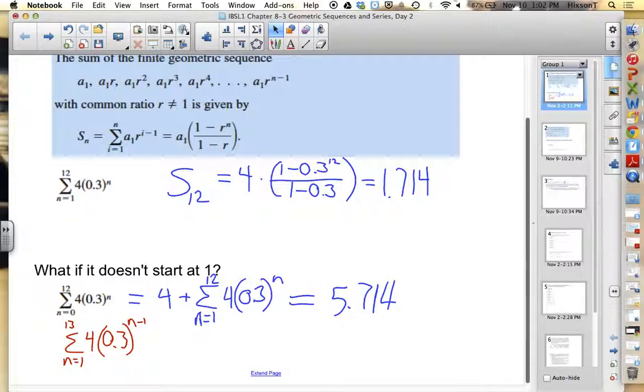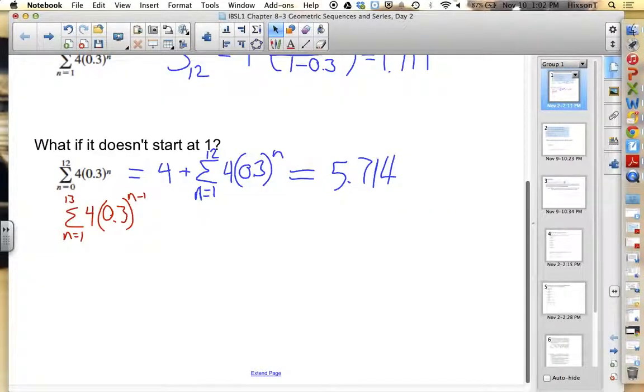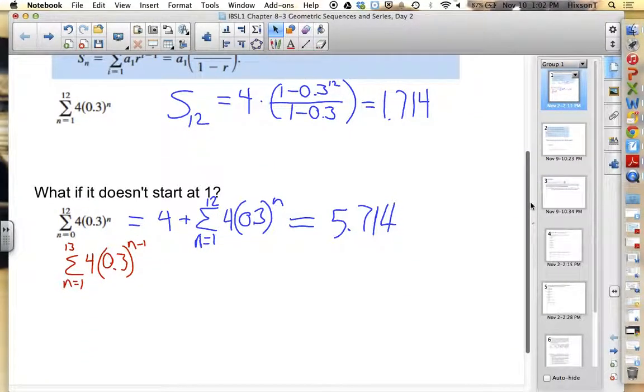Then we saw a situation where we don't have it starting at 1, we have it starting at 0. And we said that the 2 ways that you could handle that are to actually plug in 0 and see what you get. You get that 4, okay? Which, I just realized, this should be 1.2. Yeah, this should be 1.2. It's 4 over 0.3. Sorry. That equals 1.714. Okay? And that's 1.2.